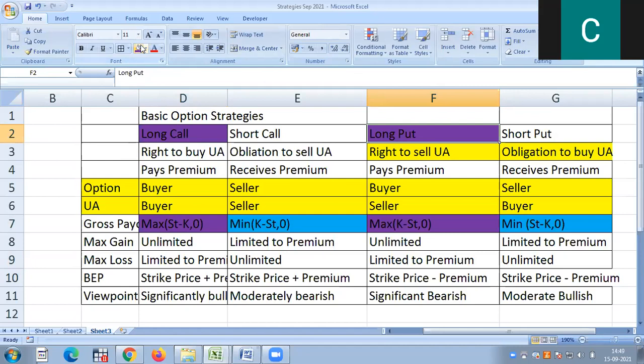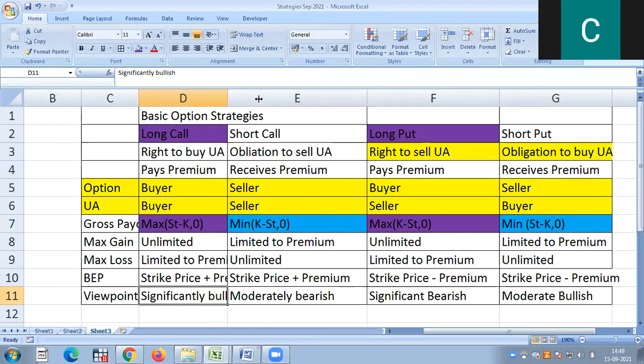When you take a short position in an option, it means you have sold your right for premium. When you sold your right, it means you have minimum payoff. When we have minimum payoff, our gains are limited and losses are unlimited. That is the first point we need to understand. If you look at the payoff carefully, long call is maximum of ST minus K, and finally short put is minimum of ST minus K comma 0.